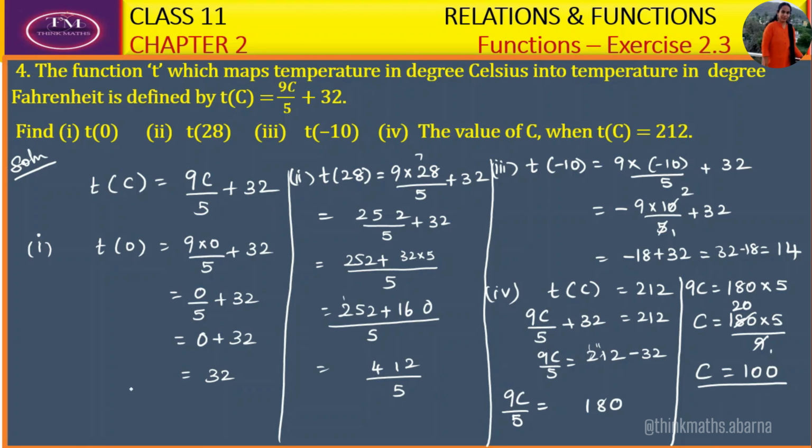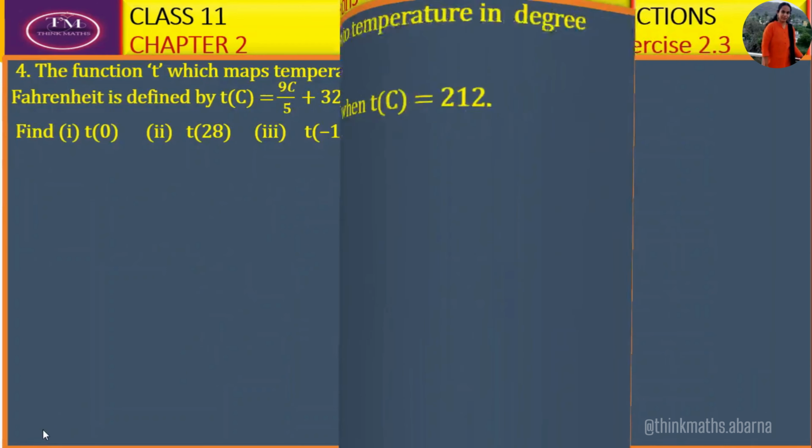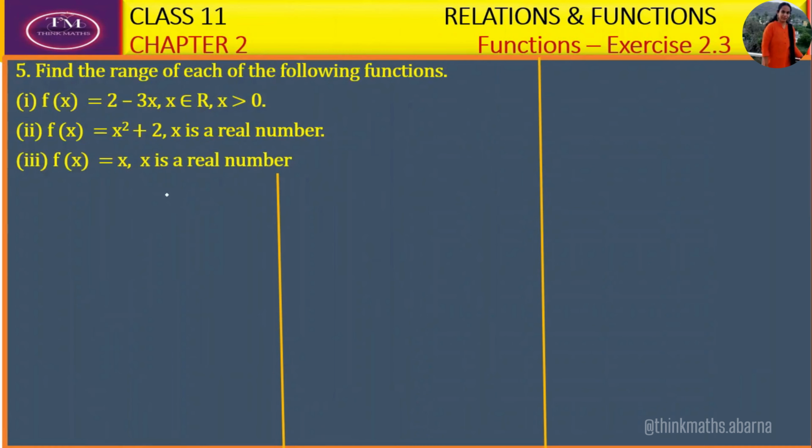Understood? So moving on to the last problem in the next page. We have to find the range of each of the following functions. Okay. So they gave some conditions. We have to find out the range. First one, f of x equal to 2 minus 3x. X belongs to real number system. X is greater than 0.